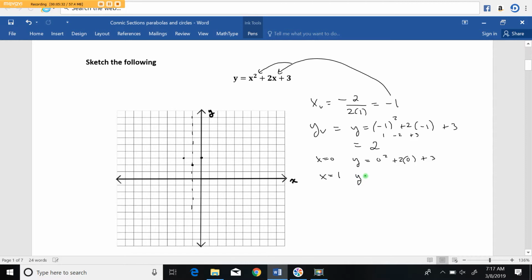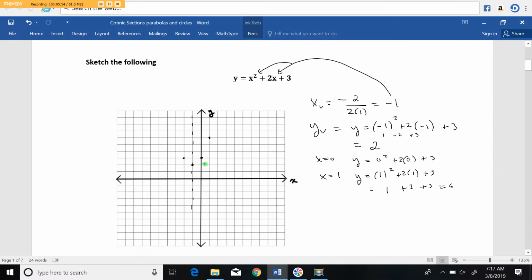Then y is going to equal 1 squared plus 2 times 1 plus 3, which is equal to 1 plus 2 plus 3, which is 6. So we know that if x is 1, y is 6. So 1, and then 1, 2, 3, 4, 5, 6. There we go. Now, these are symmetric.